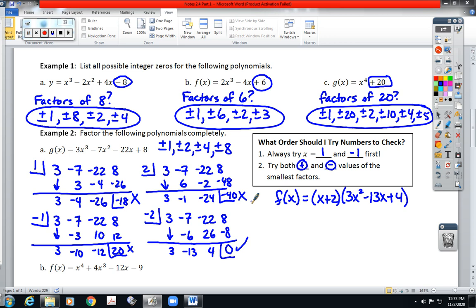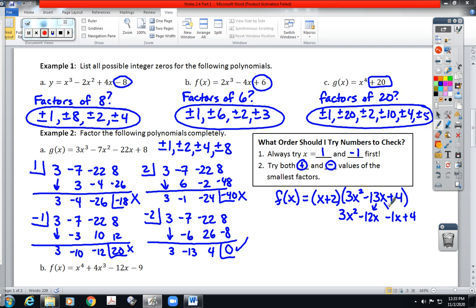Okay? Now I look at that and I can tell you right now that at most one more of these zeros is going to be an integer. The other is going to have to be a fraction, because that's advanced factoring. But I can also tell you that 3 times 4 is 12. Numbers that multiply to 12 and add to negative 13, they exist, so this does factor. Okay? So we need to factor this trinomial. Those numbers would be negative 12 and negative 1.